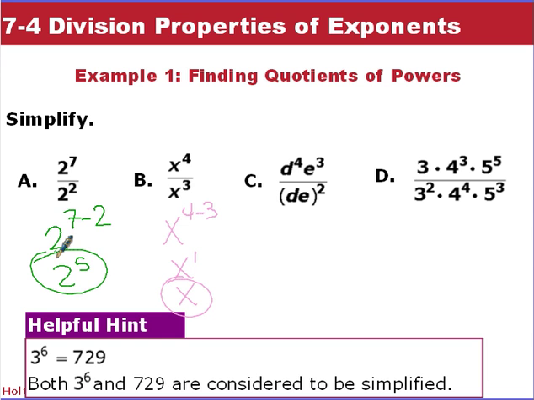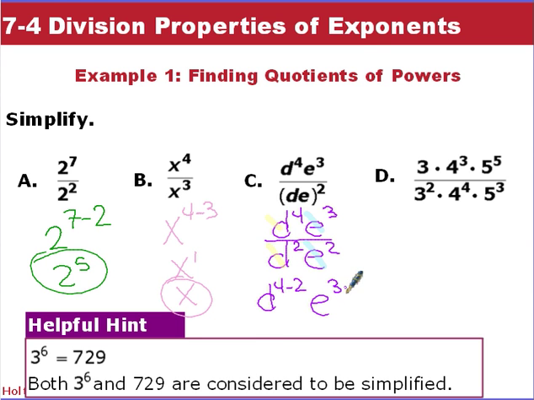For c, we've got quite a bit going on here. So let's take one thing at a time. Let's go d to the 4th, e cubed over d squared, e squared. So now we're not simplified yet because we have the same base repeated there. We have d repeated twice, and we also have e repeated. So let's simplify this even further. We're going to get d to the 4 minus 2 times e to the 3 minus 2, or d squared e.